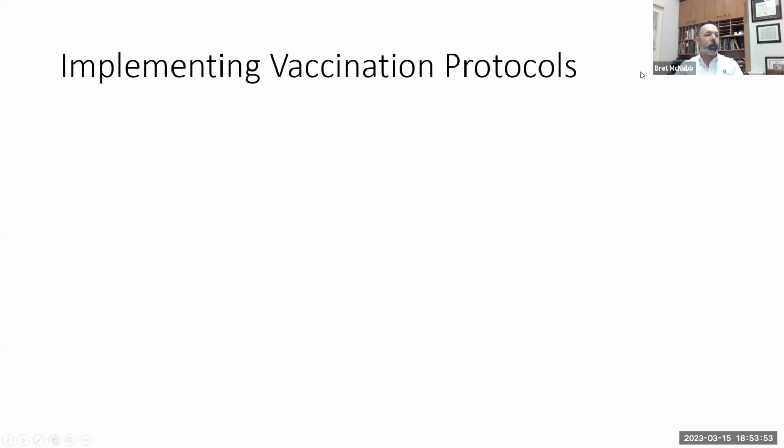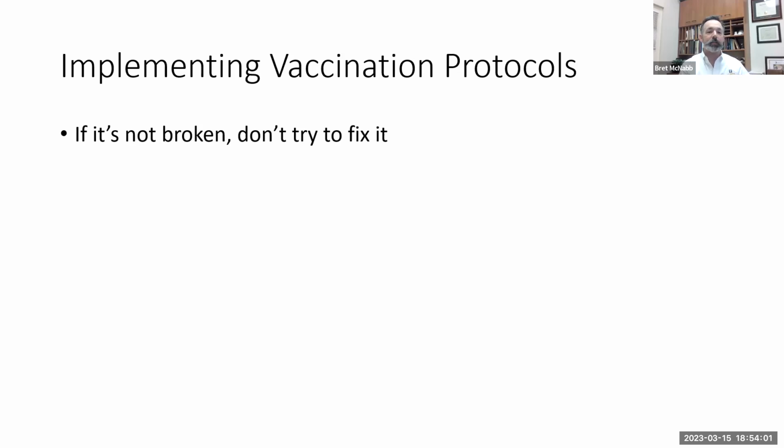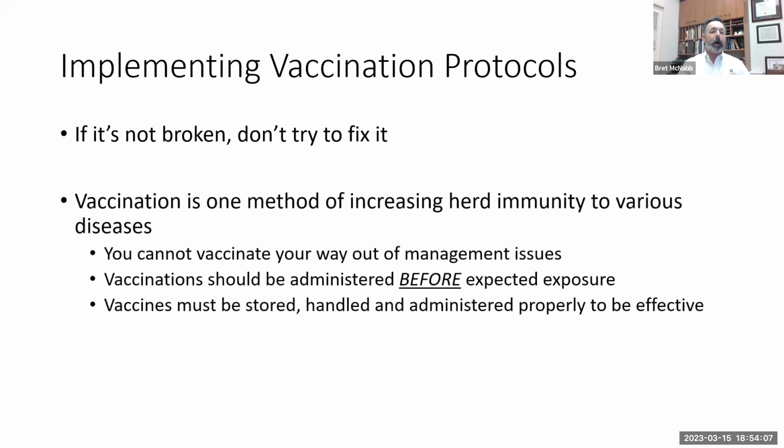So, implementing vaccination protocols, just to mention, there was a question that already came up. First of all, if it ain't broke, don't fix it. If you're not having issues or concerns, then I would keep things as they are. But if you are having concerns, then there are certainly ways to improve. Vaccination is one method to increase immunity before disease exposure. You cannot vaccinate your way out of other management issues. If you're having a really muddy, dirty, wet calving area, like so many people are, or other problems in the herd, then there isn't always going to be a vaccine to solve that. But they are very useful when used appropriately.